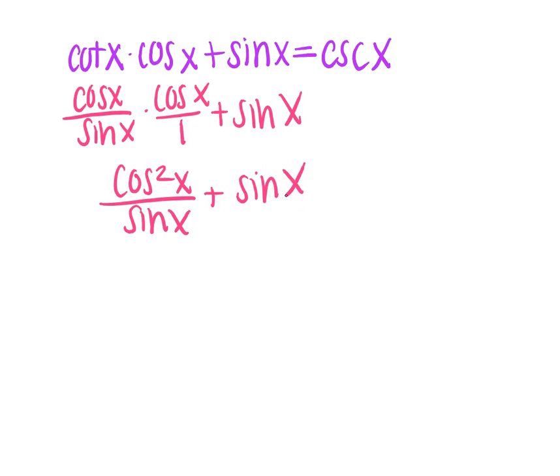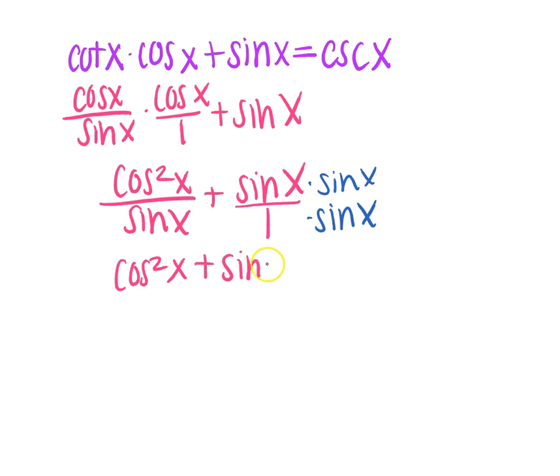Okay, still not quite at cosecant of x, which I know is 1 over sine of x, so maybe I'll get there somehow with adding fractions. So if I think of this as sine of x over 1, I can get a common denominator of sine of x by multiplying the top and the bottom of this fraction by sine of x. So now I get cosine squared x plus sine squared x all over sine of x.